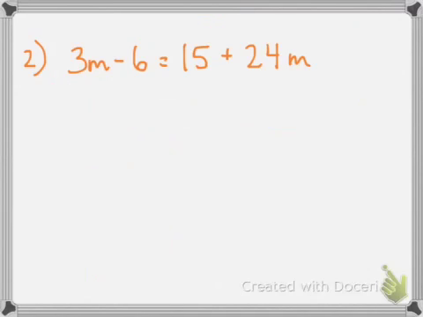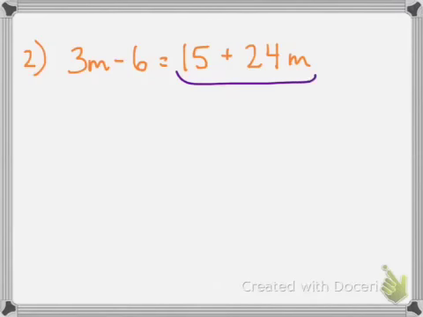Let's see how you did with number 2. Step 1, distribute if necessary. I see nothing I have to distribute because I don't see any parentheses. Step 2, combine like terms if necessary. On my left side, I cannot combine these because they're unlike terms. This has an m, this is just a constant.